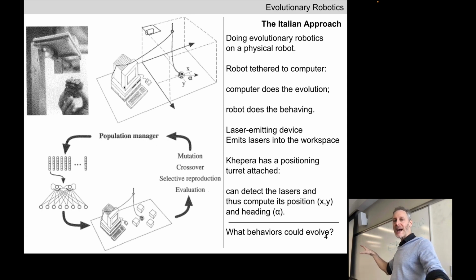We have the robot attached by a tether to the computer. The computer is going to do almost all of the computation. It's going to run the evolutionary algorithm. It's going to generate a set of synaptic weights. It's going to take that set of synaptic weights and assign each of those synaptic weights to the synapses in the neural network that controls the robot. The neural network is also going to be simulated on the desktop. So the brain of the robot is also in the computer.